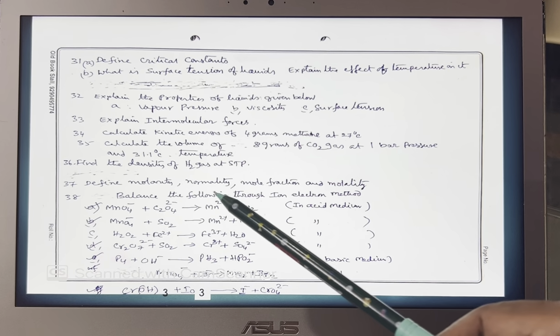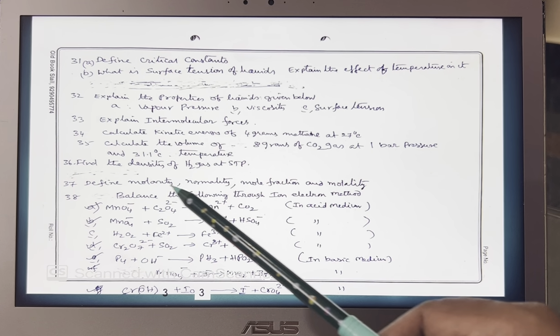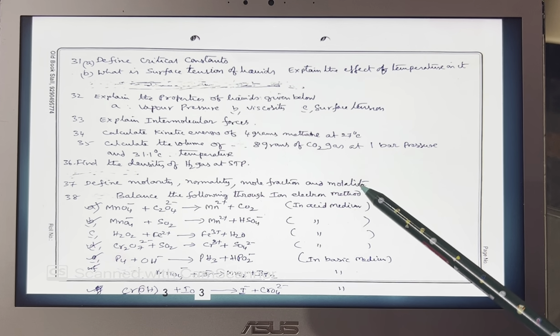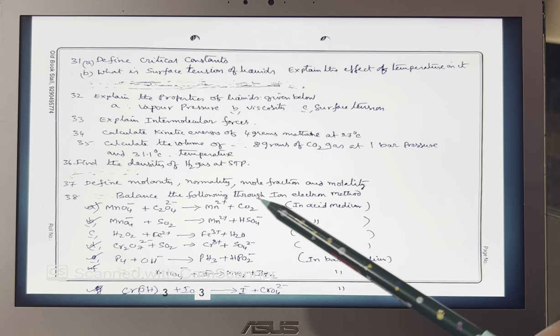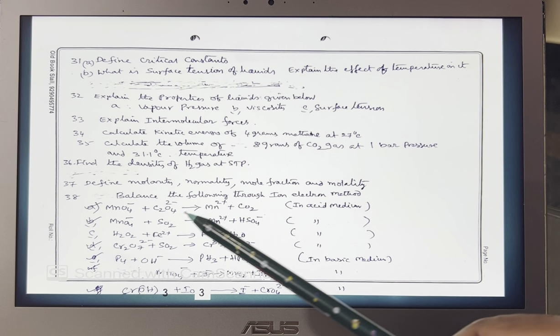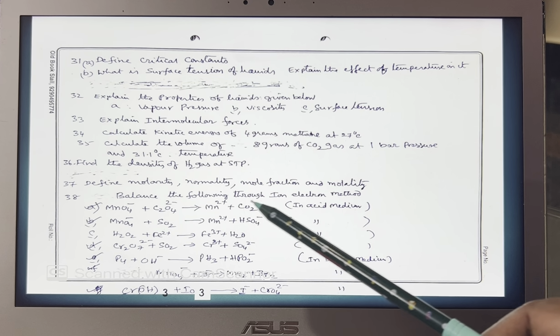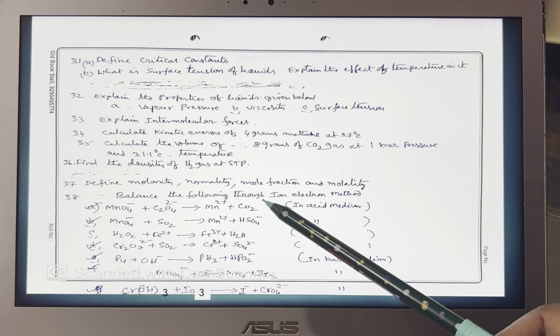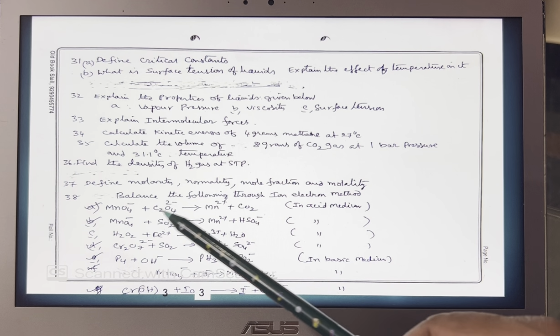Define molarity, normality, mole fraction and molality. Molarity, normality, mole fraction and molality. You have to study the definitions. You have to remember those. This is the very important one. Balance the following equations through ion electron method, that is half reaction method.